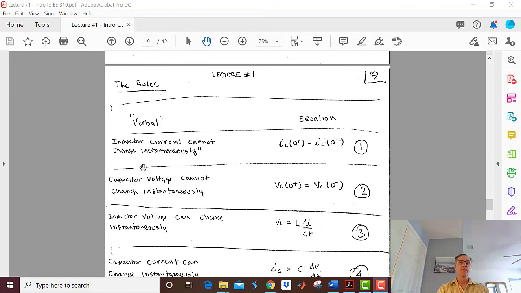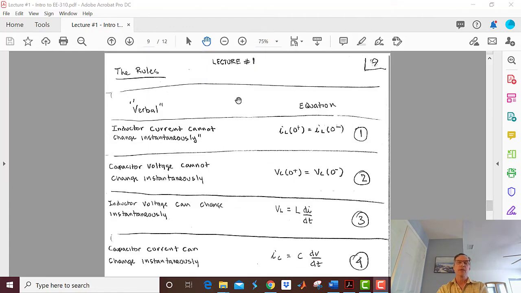So let's start off with the first rule. The inductor current cannot change instantaneously. So you'll hear me say that a lot as we're doing problems. You can't change the inductor current instantaneously, and that will tell us information about the circuit. You might say, is there a good reason for that? And yes, because the inductor current is related to the energy in the inductor. And you can't instantaneously move energy from one place to another. Can't happen. So that means that we can't change the inductor current instantaneously. So we can trace this statement right back to the basic physics of the device.